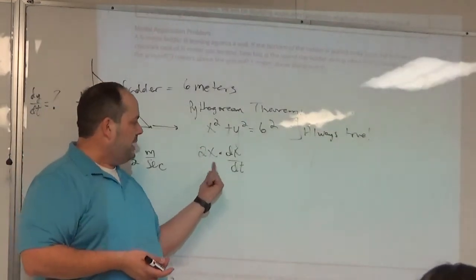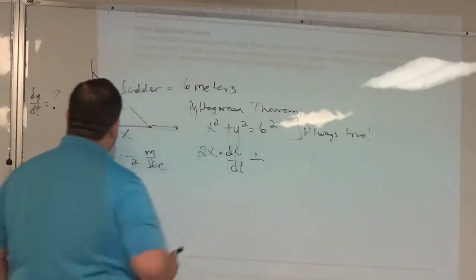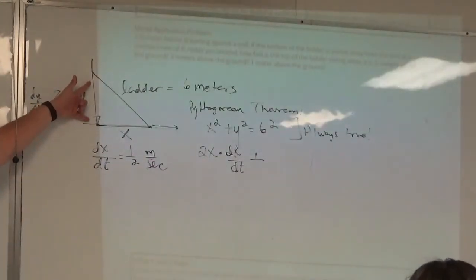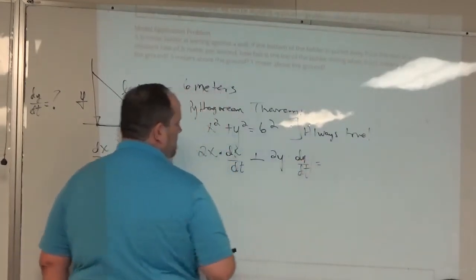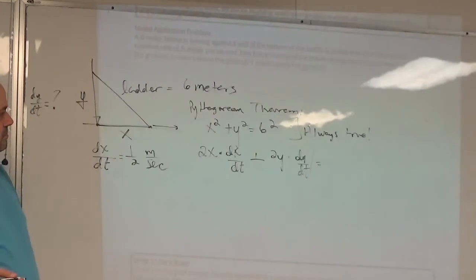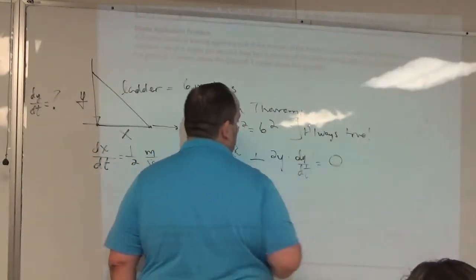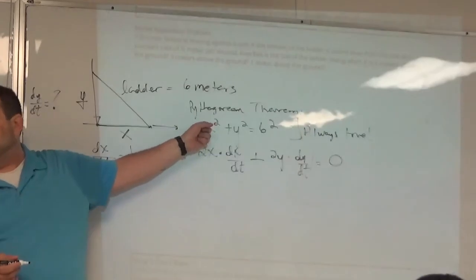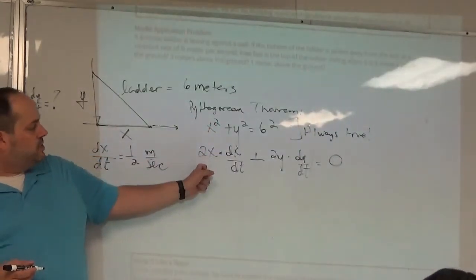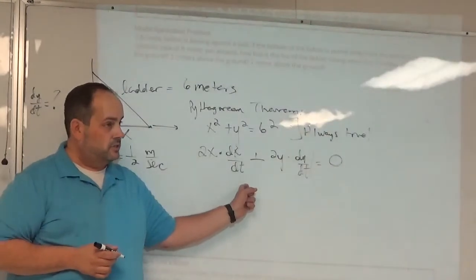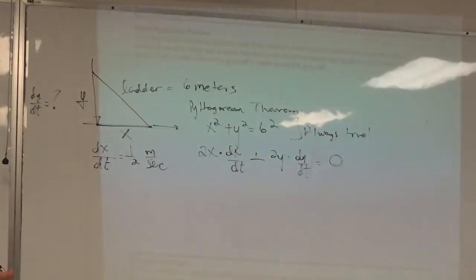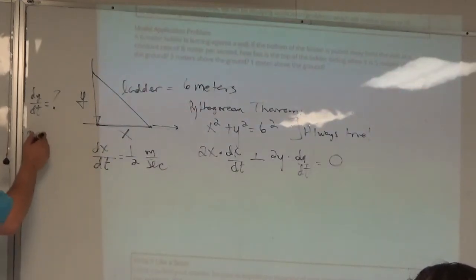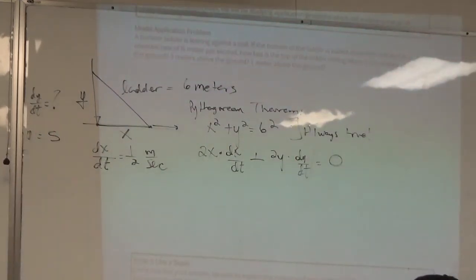So it's like a chain rule problem. The derivative of x squared is 2x dx/dt plus, what about the height of the ladder? 2y times dy/dt equals the derivative of 6 squared? 0. That's the initial equation that we know is always true. What we did is we took the derivative with respect to time because we want to see how things change. Specifically in this problem, I want to know how fast is the top of the ladder sliding when it's 5 meters above the ground. So I want dy/dt when y is equal to 5.